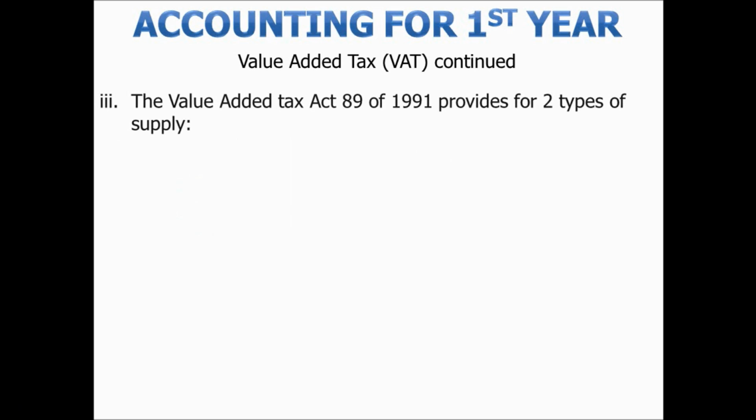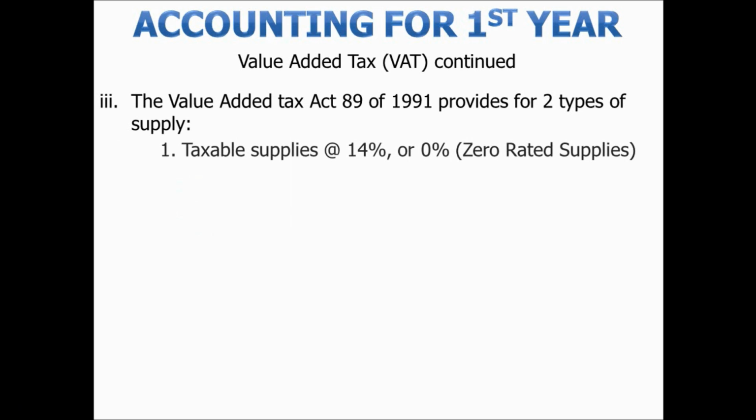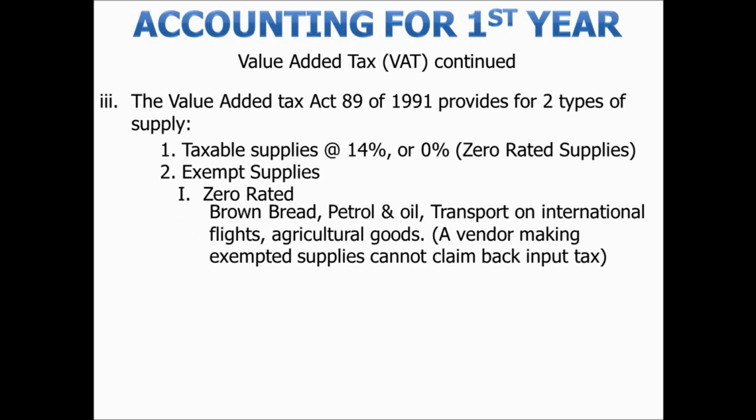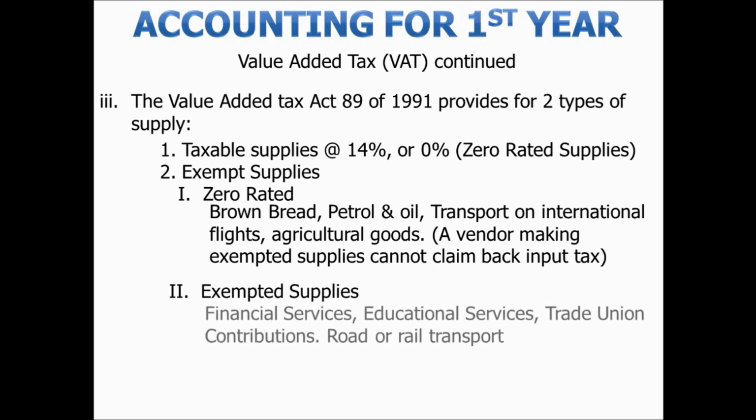The Value-Added Tax Act 89 of 1991 provides for two types of supply: taxable supplies at 14% or zero-rated supplies, on which VAT cannot be claimed or charged. Now, these exempt supplies include zero-rated supplies, which include items like brown bread, petrol and oil, transport on international flights, and agricultural goods. This means that a vendor making exempted supplies cannot claim back the input tax. Then exempted supplies include things like financial services, educational services, trade union contributions, and road or rail transport.